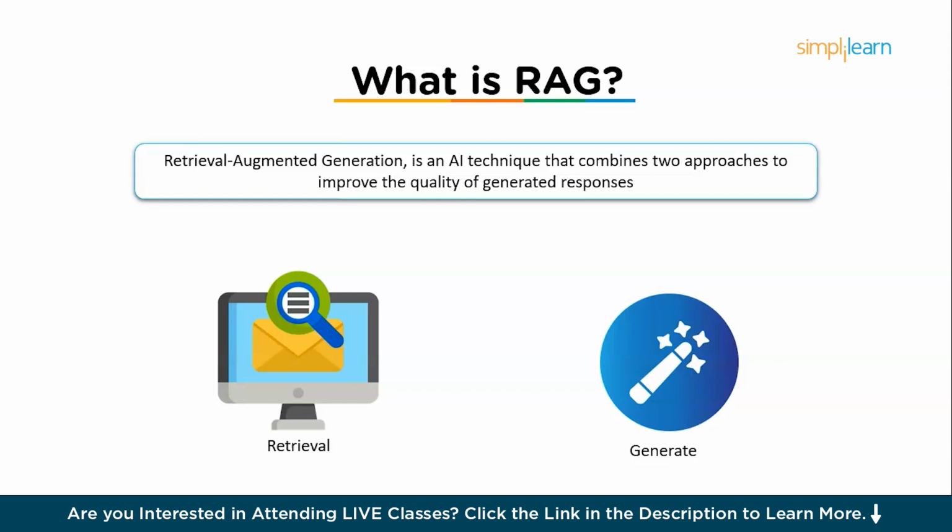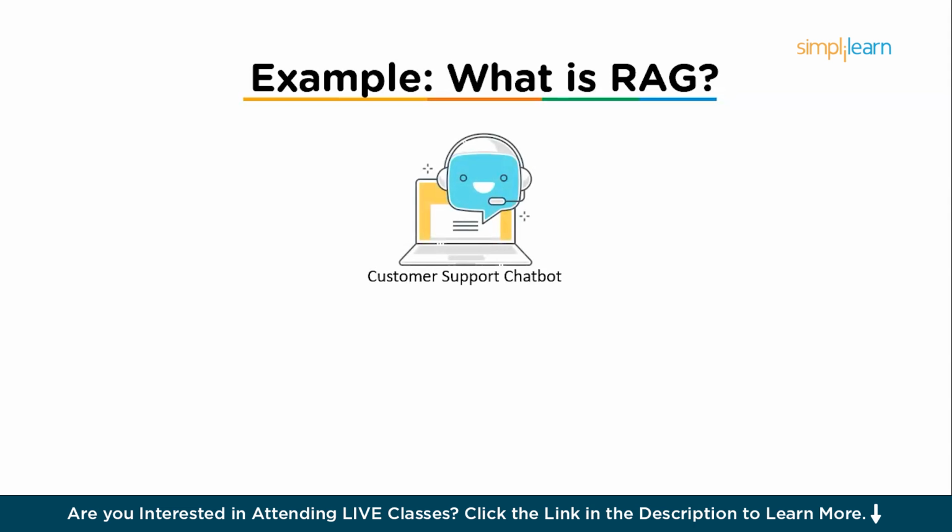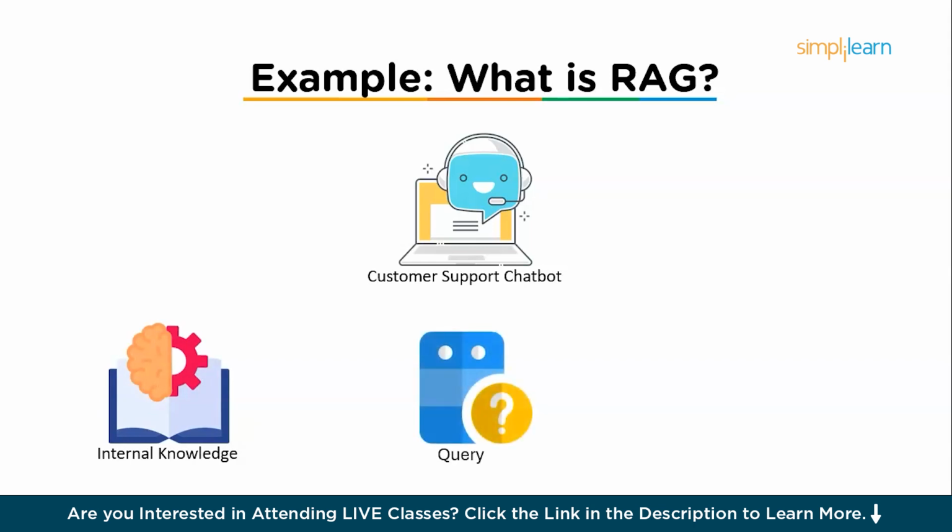Then let's understand this with the help of an example. Imagine you are building a customer support chatbot. If the chatbot only relied on its internal knowledge, it would be limited to the information it was initially trained on. But with RAG, the chatbot can query an up-to-date knowledge base and generate a response that includes the latest information available, such as product updates, return policies, or stock levels.